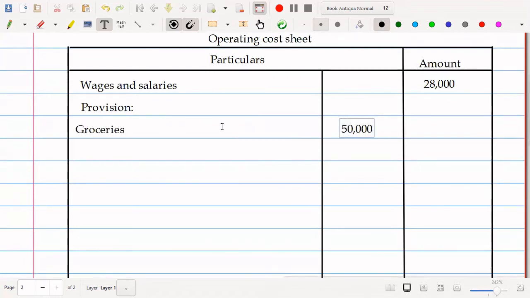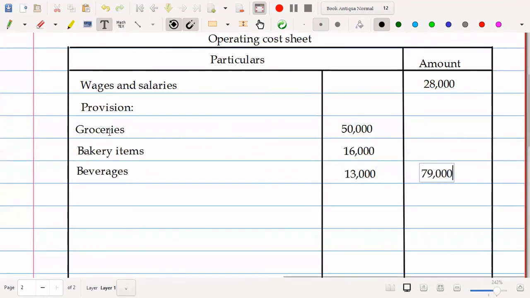Next, bakery items rupees 16,000. Beverages, amount given is rupees 13,000. Only 3 items are there in provisions. When we add all together, it comes to 79,000.